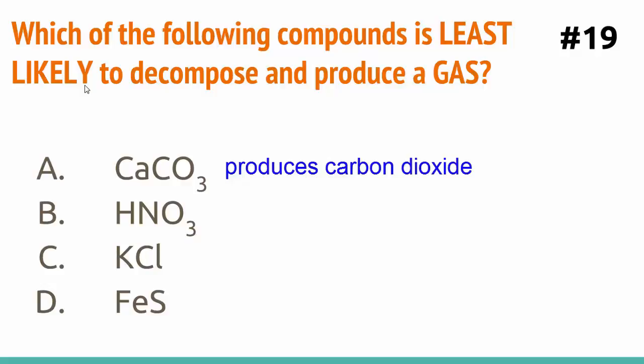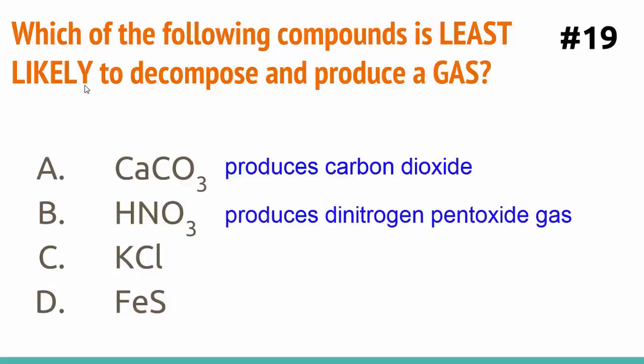And HNO3, that's an acid. When acids decompose, they tend to make water and a non-metal oxide. Basically, almost all non-metal oxides at room temperature will be a gas because non-metals with non-metals tend to like to make gases. In this case, we'd get nitrogen and oxygen together at the end in dinitrogen pentoxide, which is a gas. Even if you didn't know that, though, let's look ahead to the next one.